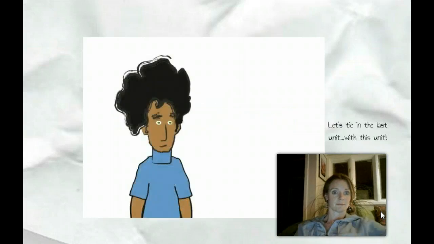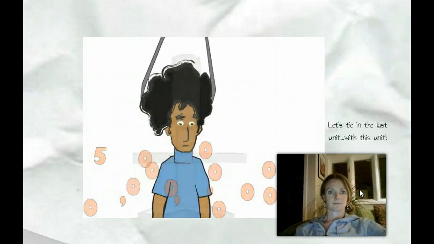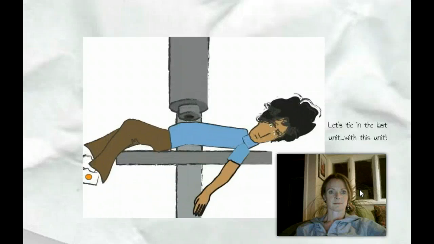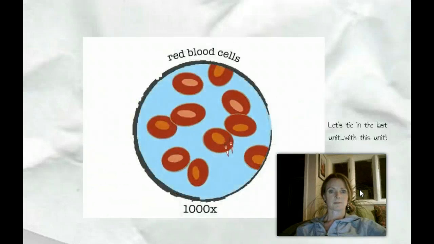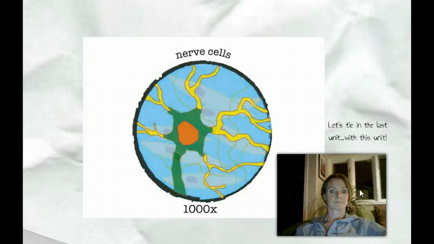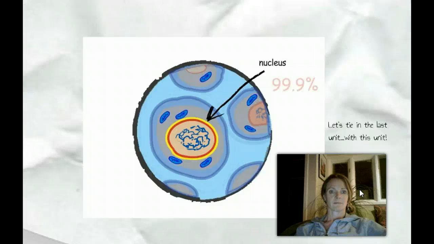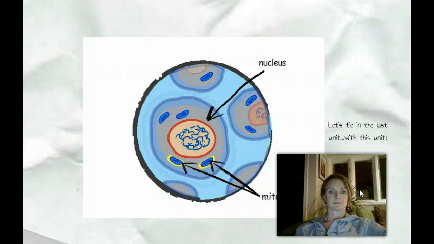Your body is made up of 50 trillion cells. Cells come in many different varieties with many different functions. But inside almost every cell is a nucleus containing 99.9% of your genes and mitochondria containing a few more genes. All told, you have nearly 20,000 genes.